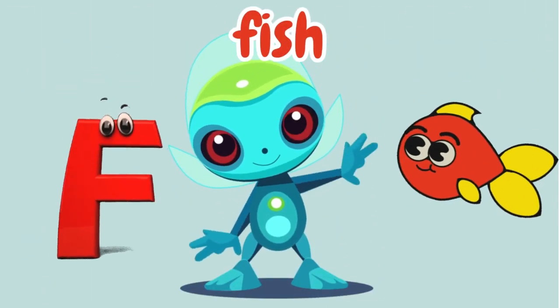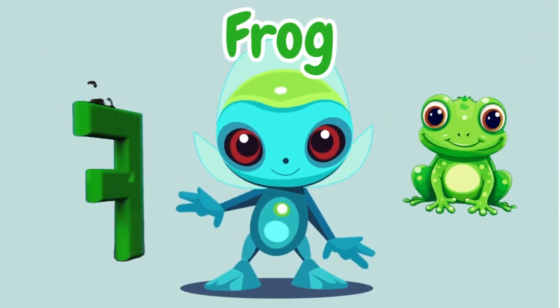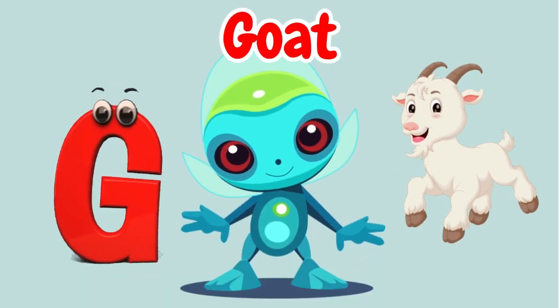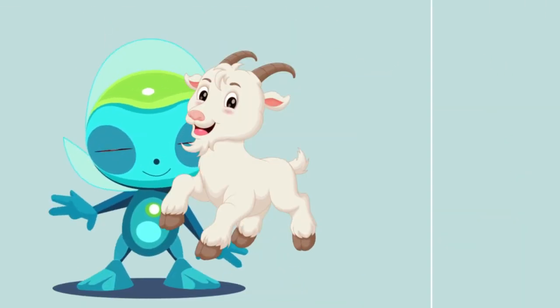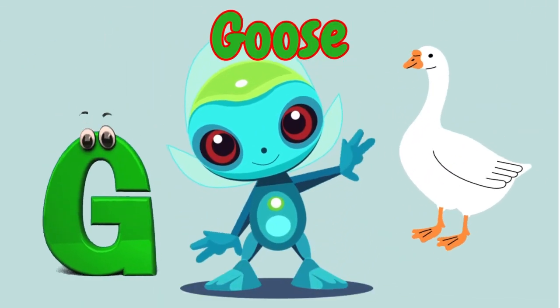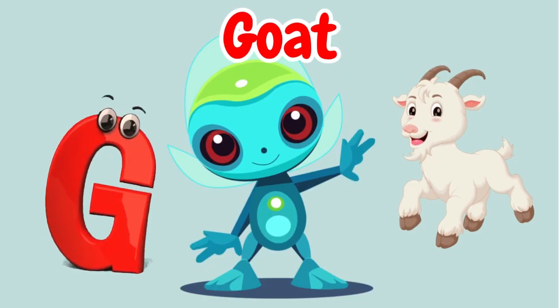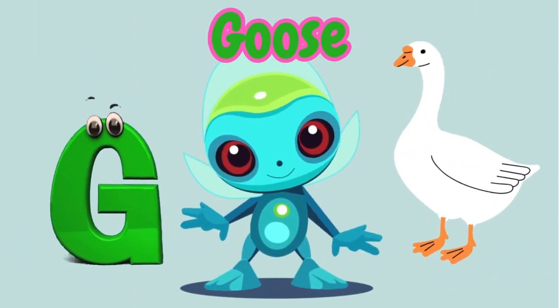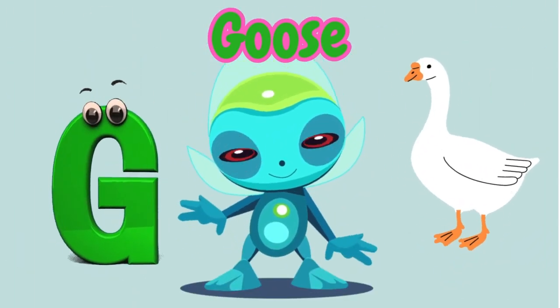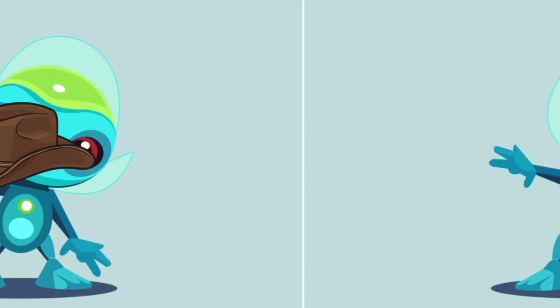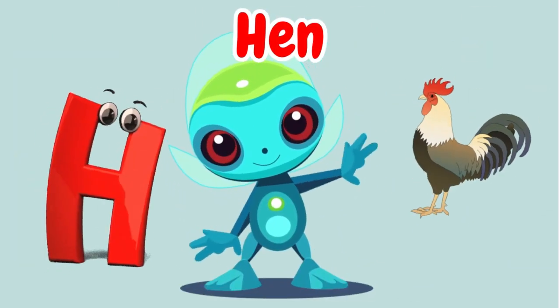F is for fish, fish. F is for frog, frog. G is for goat, goat. G is for goose, goose. G is for goat, goat. G is for goose, goose. H is for hat, hat. H is for hen, hen.